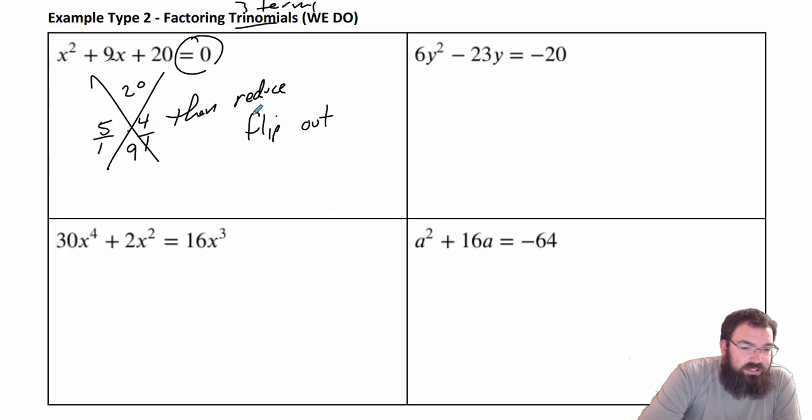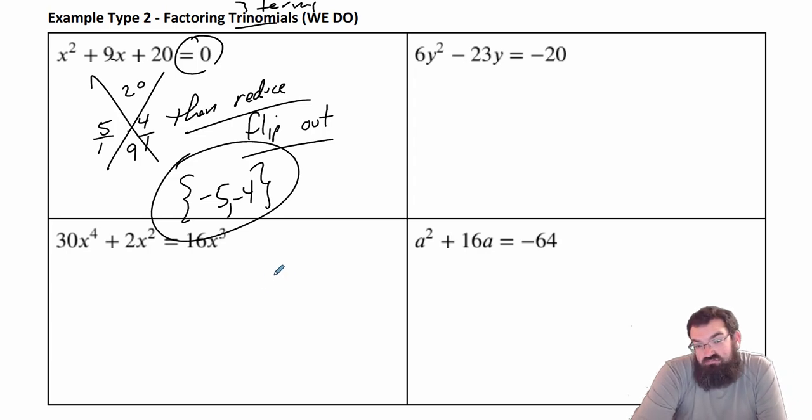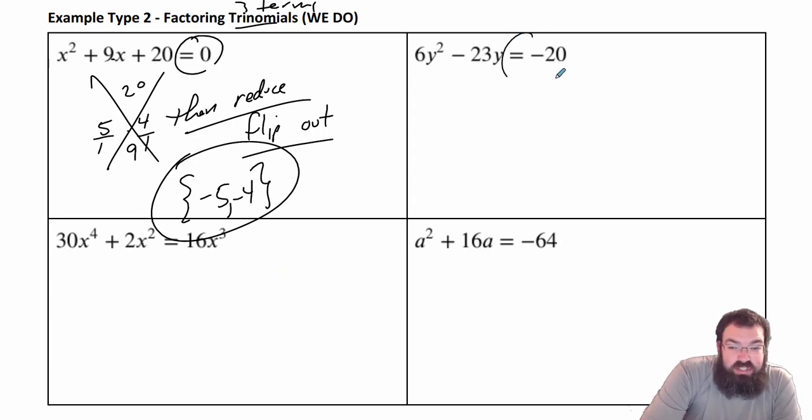I can't reduce those, so that's done. Now flip out. -5, comma, -4, curly brackets. Those are my answers. Okay, that's it. That's all I got to do. Not that hard. Let's make this side 0.